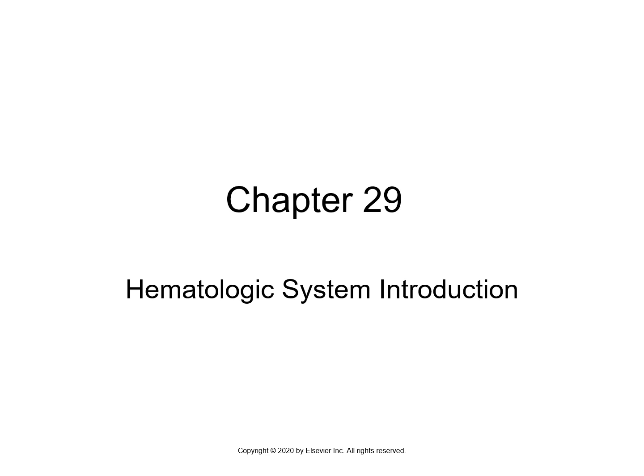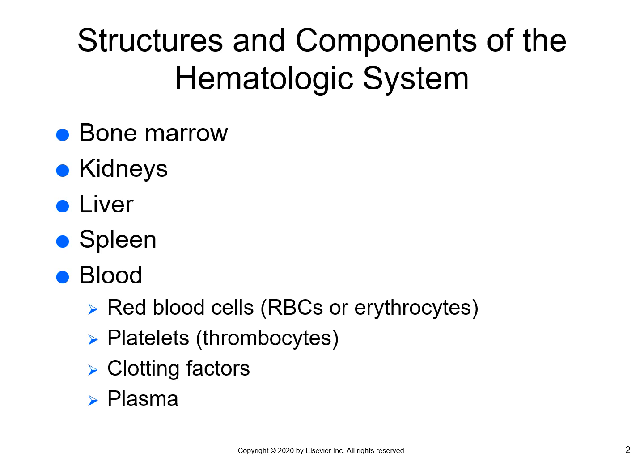Chapter 29 is Hematologic System Introduction. Structures and components of the hematologic system. You have the bone marrow, kidneys, liver, spleen, and then the blood itself. For blood, you have RBCs, which are red blood cells or erythrocytes, platelets, sometimes called thrombocytes, the clotting factors, and then the plasma, which is the fluid part of the blood.